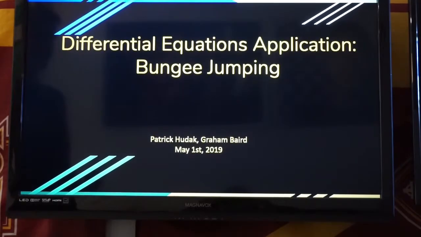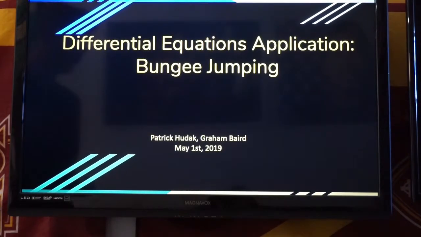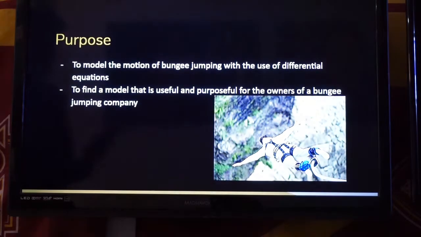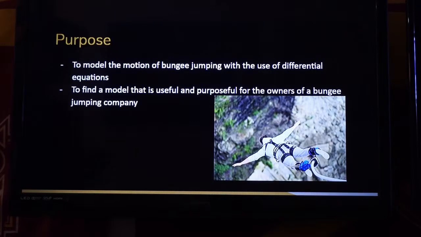Now, whether or not you're an avid bungee jumper or a professional bungee jumper, you do need to take into account the fact that there are mathematical equations regarding bungee jumping. The purpose of this presentation is to model the motion of bungee jumping using differential equations. This model is useful to many people, including the owners of the bungee jumping company and hopefully to you, because if you don't listen to our bungee jumping tips and tricks, it might not end so well for you.